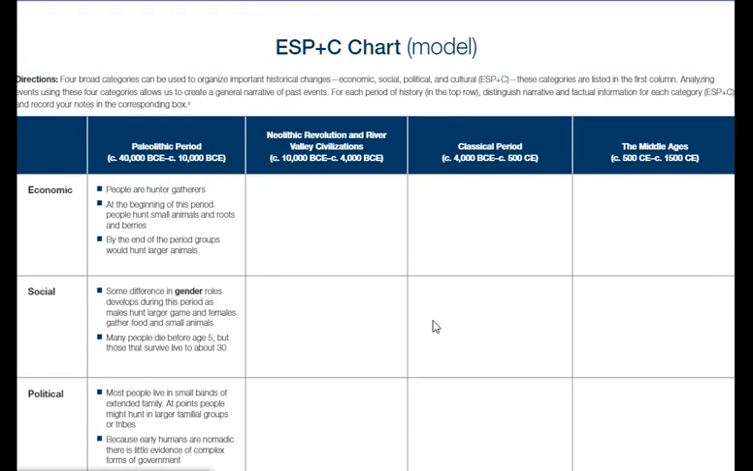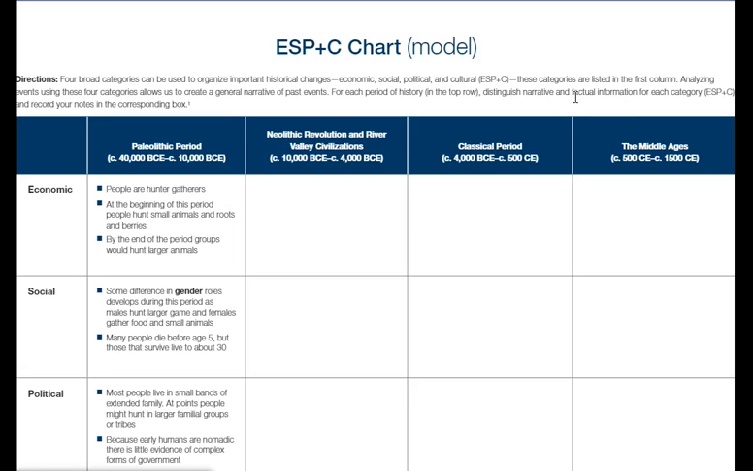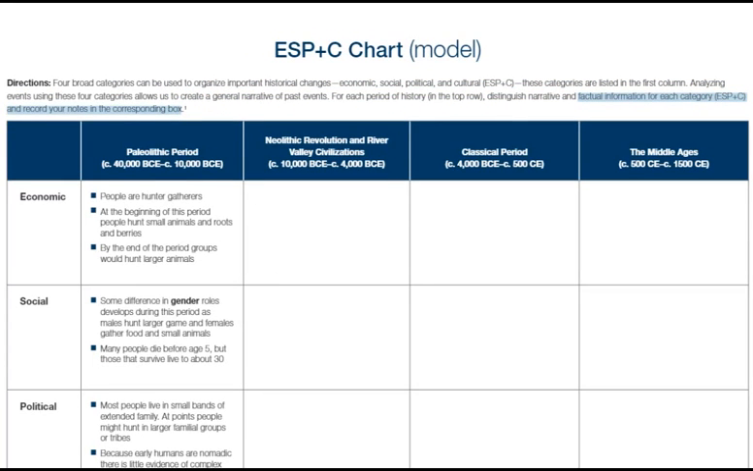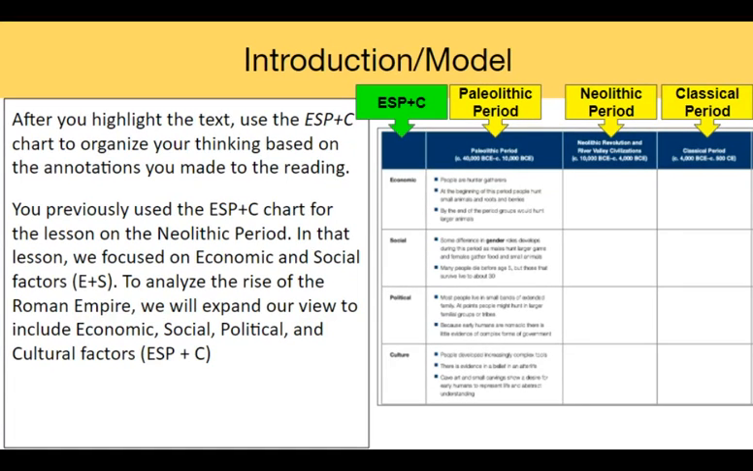And again, the purpose of this chart is to organize important historical changes, economic, social, and political, right? And why you're doing that? To create a narrative of past events, okay? You're looking for factual information in each category, ESP+C, and you're going to record your notes in the corresponding box. You may have done that already. In fact, your work may have looked something like this. Your teacher may have shared this with you.